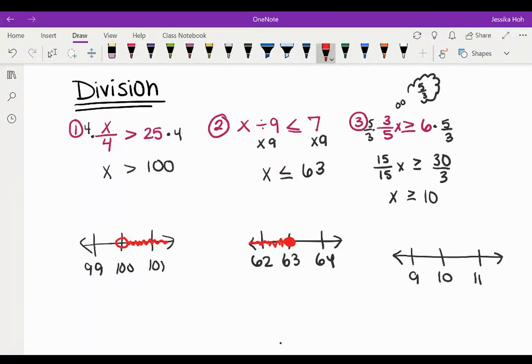It's going to be a closed circle at 10 because it's including 10, and x is greater than or equal to 10. So we're going to shade to the right.